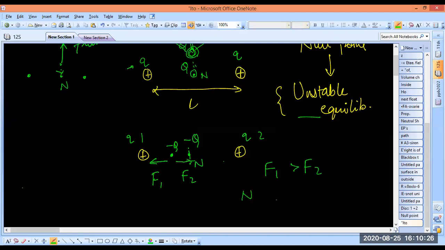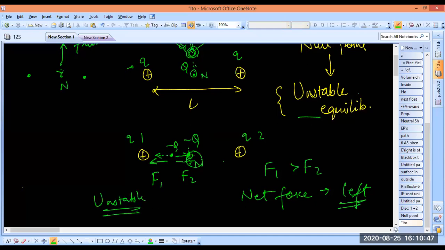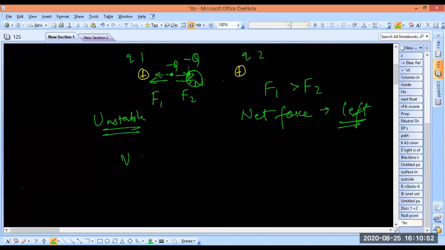So net force will be towards the left side, again that is away from the null point or away from equilibrium point. So if you move this a little bit towards left side, it will start moving towards there and hit that charge. So it will not go back to equilibrium, it will not go back to the null point. That means once again this equilibrium is unstable. So like this, you can verify in every case that if there is a null point, that null point will always be unstable equilibrium.